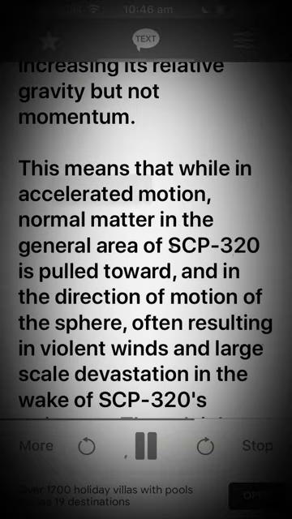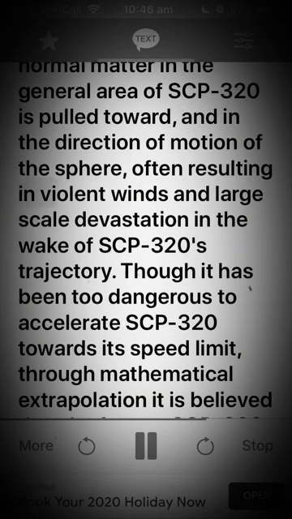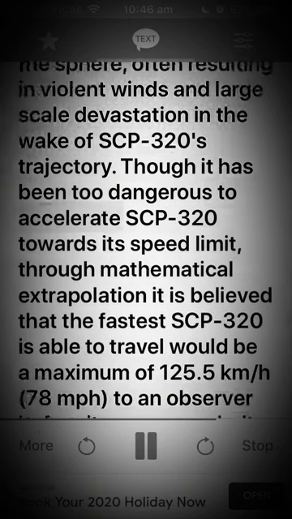This means that while in accelerated motion, normal matter in the general area of SCP-320 is pulled toward, and in the direction of motion of, the sphere, often resulting in violent winds and large-scale devastation in the wake of SCP-320's trajectory.